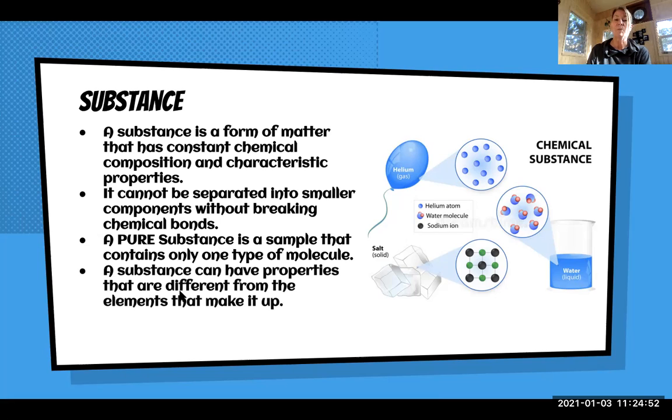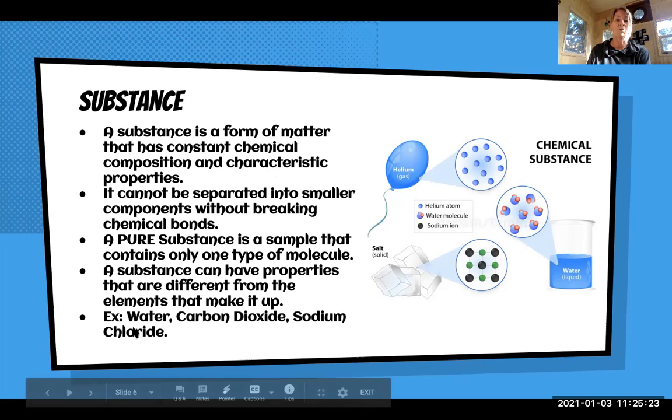Substances can have different properties from the elements that make them up, and this depends on whether the substance is an element or a compound, and we're going to talk about that in the next few slides. Okay, so substance is not some weird goo on the bottom of your shoe. It has an actual definition, and it basically means that it has a constant chemical composition, a very specific thing, and if we change the arrangement of the atoms in a molecule, then we get a different substance.